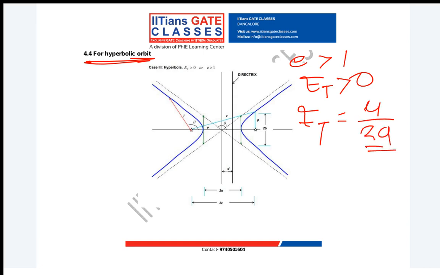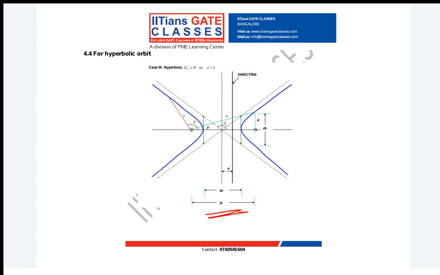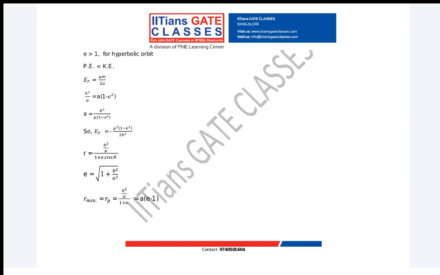Now again, this is from mathematics. The trajectory of the hyperbola is given by all these points. This is the perigee point. This is the center of attraction. 2A is the major axis, 2B is the minor axis. This is the directrix. All of it is mathematics. What is important for me is ET, as I told.